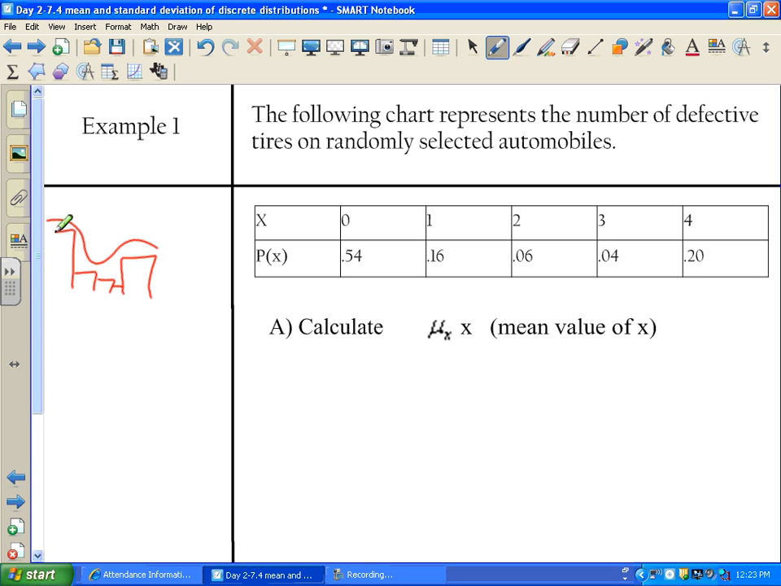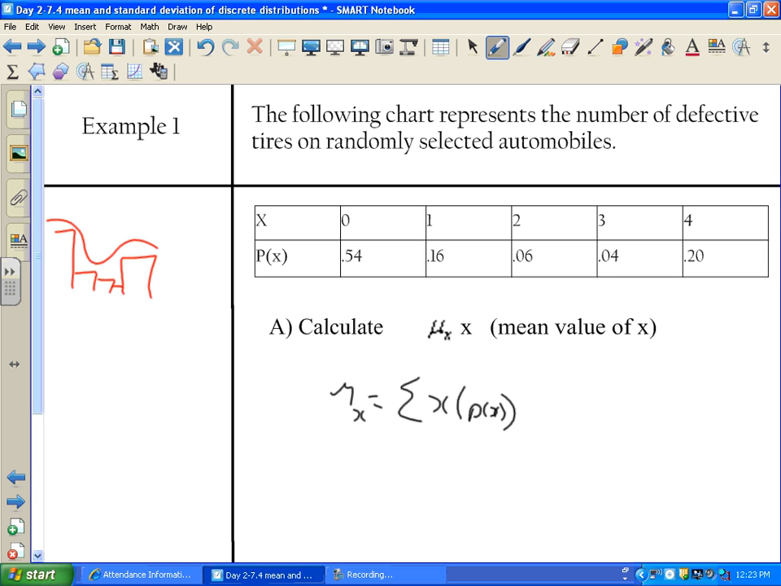And it should make sense to you that expected value is going to be the sum of all of them. It's going to be x times the probability of x. That's our formula. I just wrote it. Pretty easy to do on this problem. 0 times 0.54, 1 times 0.16, 2 times 0.06, 3 times 0.04, and 4 times 0.2. And then what are you going to do to all those values? Add them up, and that'll get you your expected value.